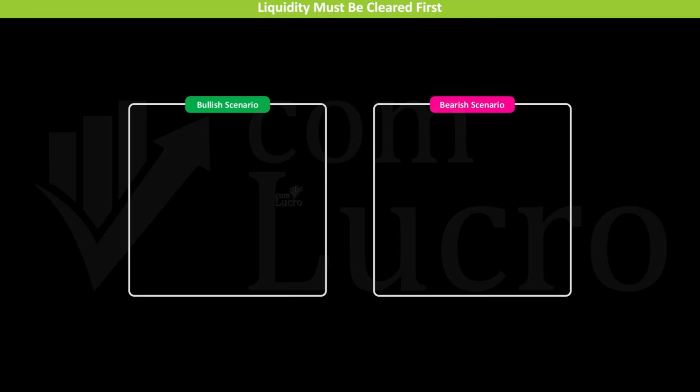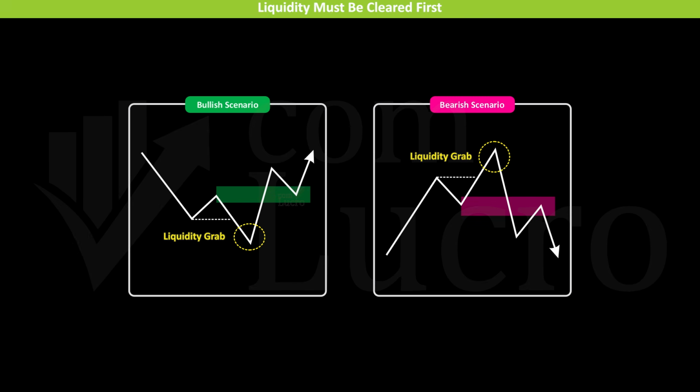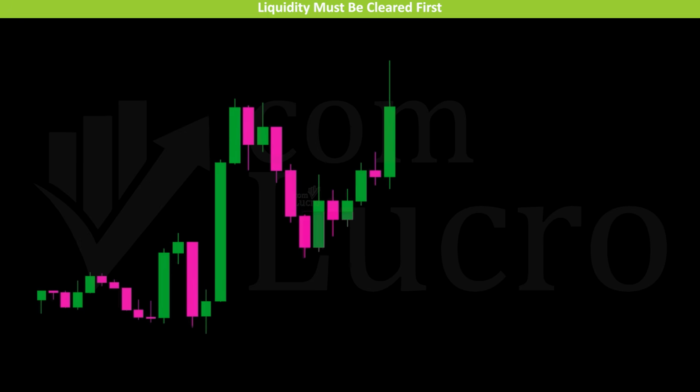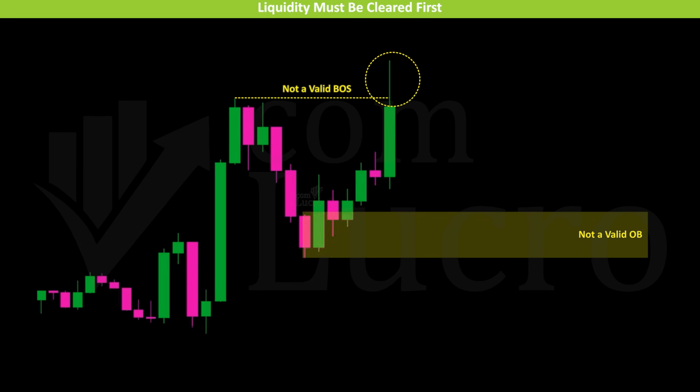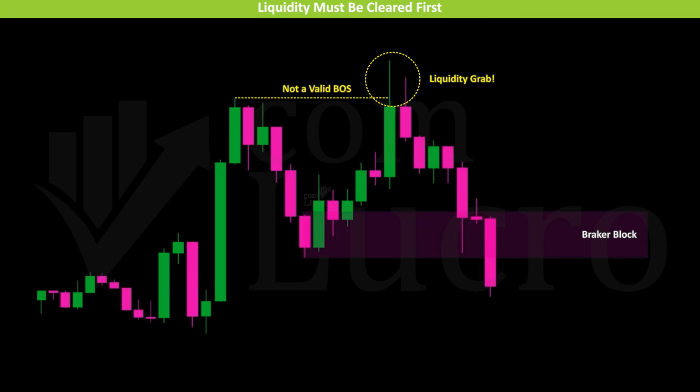To identify valid breaker blocks and use them effectively, we need to consider several criteria and rules. The first point is the clearing of buy-side or sell-side liquidity. For a breaker block to be valid, the price must take out a clear area of liquidity before forming a market structure shift. Here is an important pro tip. When identifying a valid order block, the price must break and close above or below the recent swing high or low to confirm a proper break of structure. However, this condition does not apply to breaker blocks. When identifying a breaker block, the candle body does not need to close above or below the recent swing point.